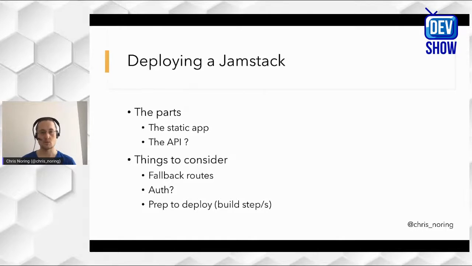So let's assume that we have a Jamstack. We have a static app. We may or may not have some kind of API that might be serverless. And how do we deploy this? Well, it depends on what service you are using, but most cloud providers today, like Azure or Netlify or something like that, might actually allow you to deploy the static app and the API at the same time. You have some things that you might need to consider as well.